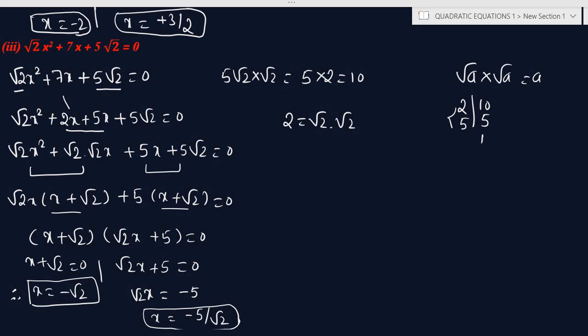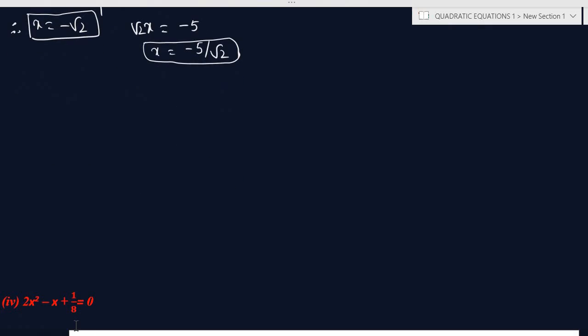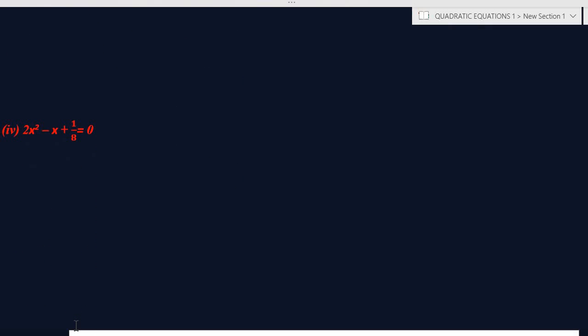Let us move to the next question now. See here, 2x² − x + 1/8 = 0. Here let us take LCM. What happens? LCM is 8. Here it becomes 8 into 2, 16x² − 8x + 1 = 0.